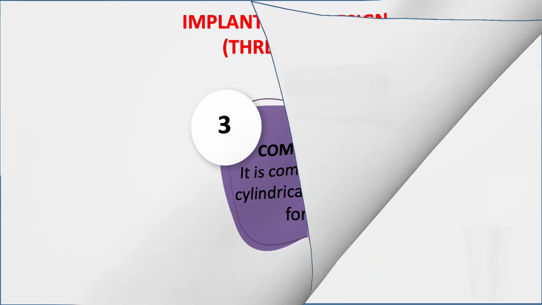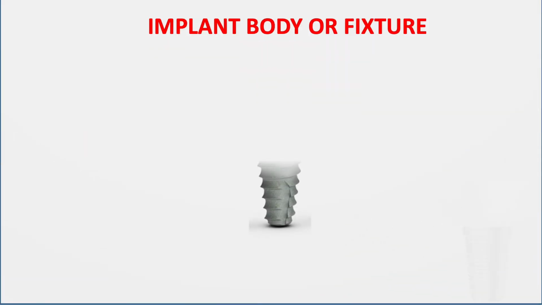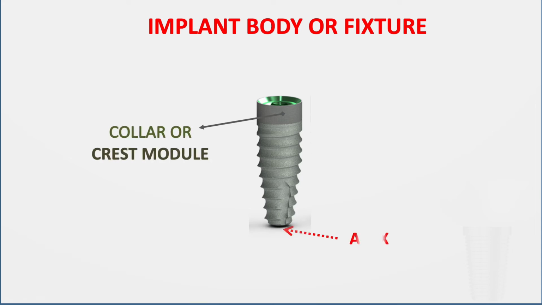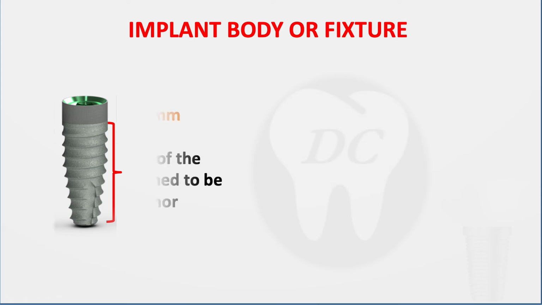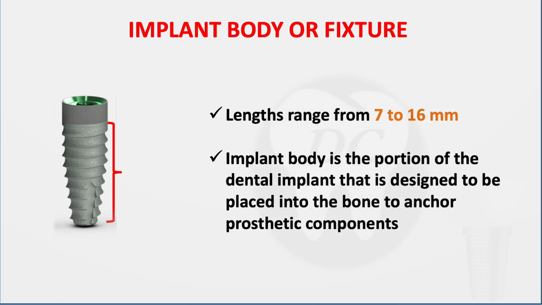So begin with the first component, that is implant body or the fixture. Look at the figure. We have a smooth surface of the implant which we call collar or the CREST module. Then we have a blunt apex, and then implant fixture or body. So first of all, length of the implant body should range from 7 to 16 mm, depending upon the site, whether it is anterior or posterior region.